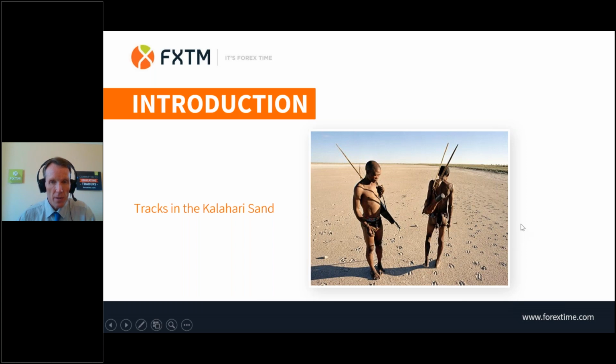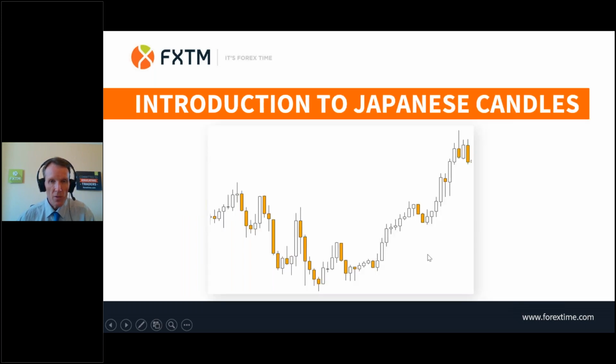But these guys lived in nature, very close to nature, and they are expert trackers. They can stand up in the morning and look at the sand like these guys, and they can tell you what type of antelope went past here, how fast they went. If one was injured, they would be able to see it in the tracks. Now, what the tracks in the sand are to the Bushmen, the candlesticks are to us.